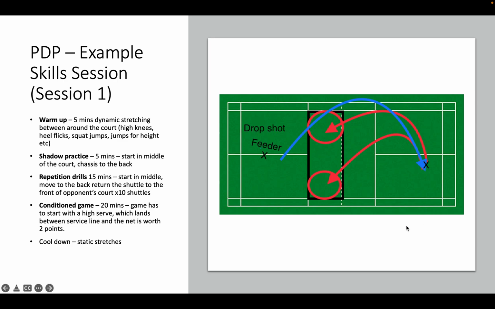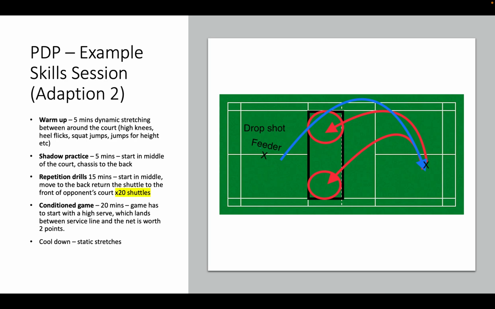And the last part of that session might be then to start with a conditioned game. So the game has to start with a high serve, and if the shuttle lands between the service line and the net, it's worth 2 points. So we're trying to play to the front, and then we would do some static stretches to finish off with. So that might be this particular individual's week 1 session.